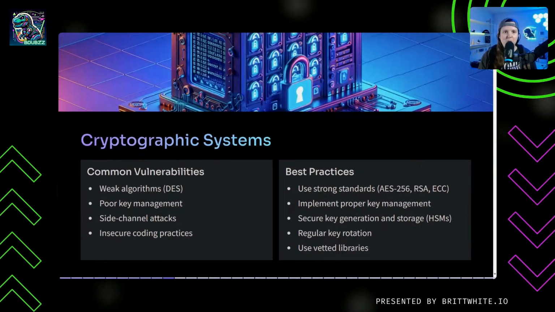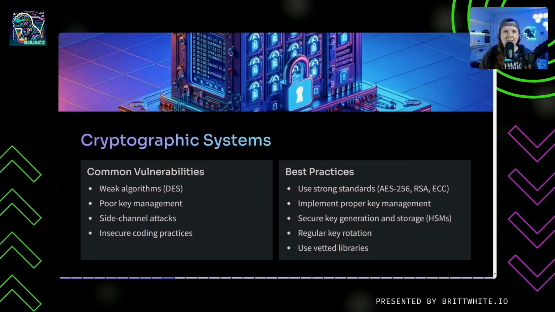Weak algorithms like old DES are rusty locks. They're easy to break. Poor key management is like leaving the keys under the mat. Side channel attacks snoop on system vulnerabilities, like hearing a safe's clicks. Bad coding opens backdoors and misuse, like weak keys leaving the windows open.